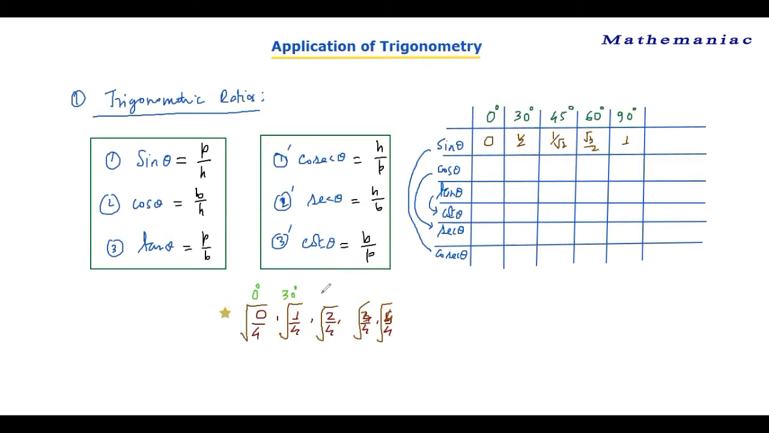This is for the 30 degree. This is for 45. This is for 60. And this is for 90. This is the way. That is the first rule you have to remember. Okay. So after that, what happens? I give a symbol like this.